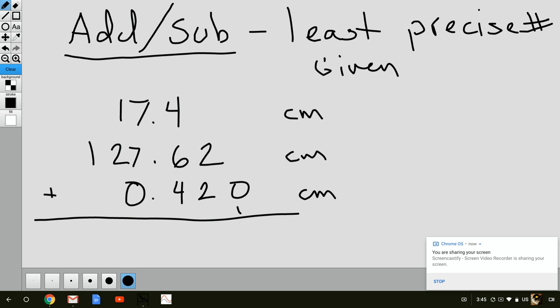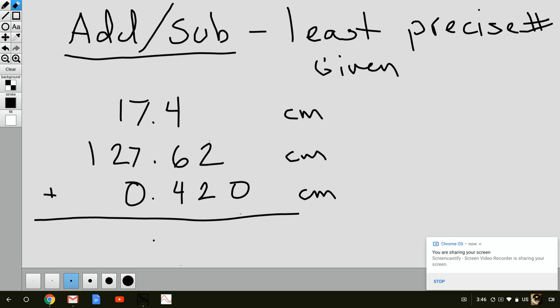If we take a look at these numbers, we've got this one that has 3 decimal places, this one has 2 decimal places, and this one has 1 decimal place. So our least precise number is, ding, ding, ding, the 17.4. It has the least precision, so that is our limiting factor. The least precision is to the first decimal place, so when we are done, we will round to the first decimal place.